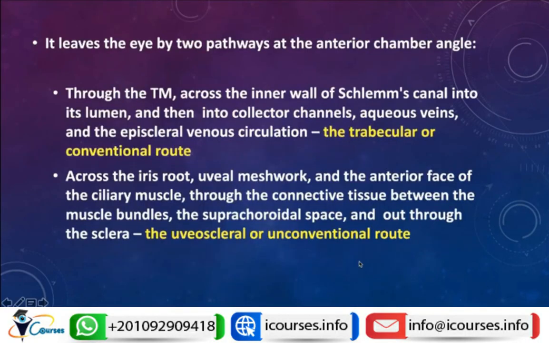Okay, so what happens next? After the aqueous circulates within the anterior chamber, then it wants to leave the eye. Then we have two main pathways that the aqueous will leave the eye from: either the conventional pathway, or what's called the trabecular pathway, or the non-conventional pathway, or the uveoscleral pathway.